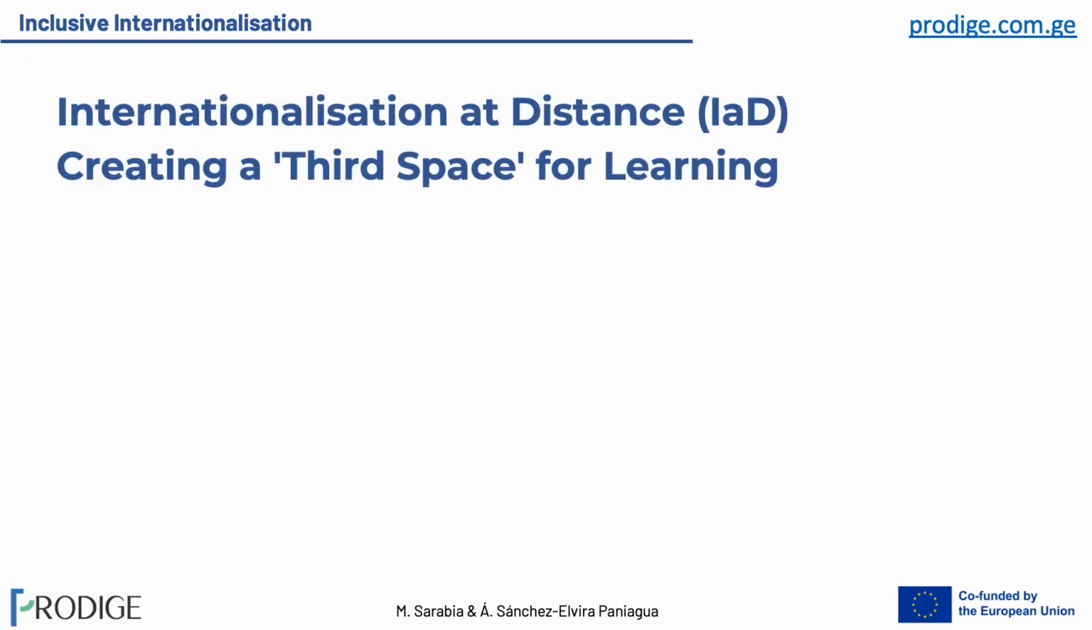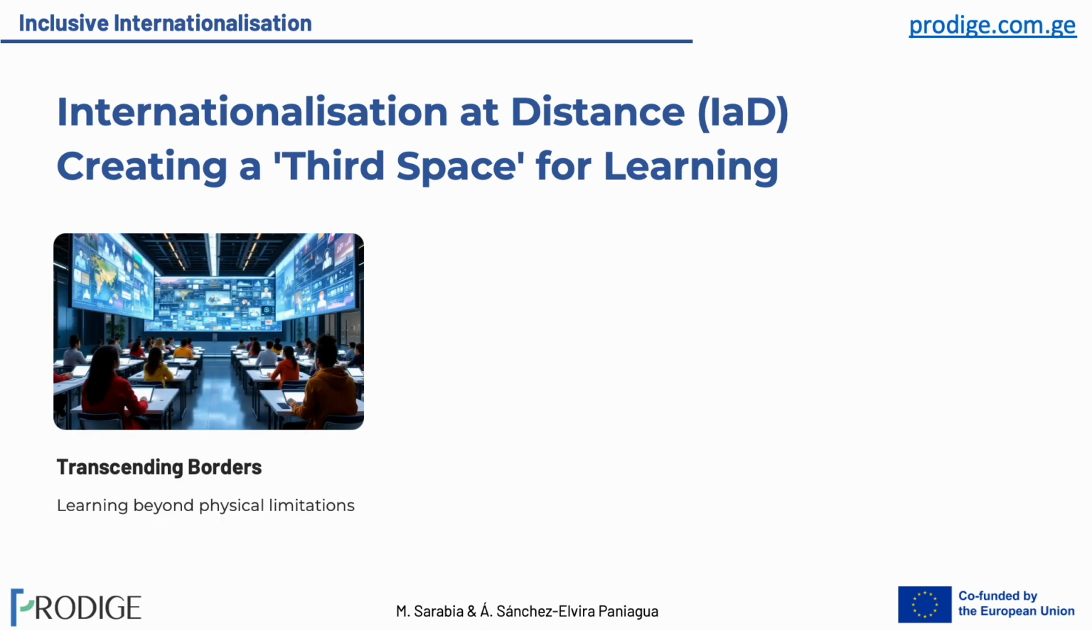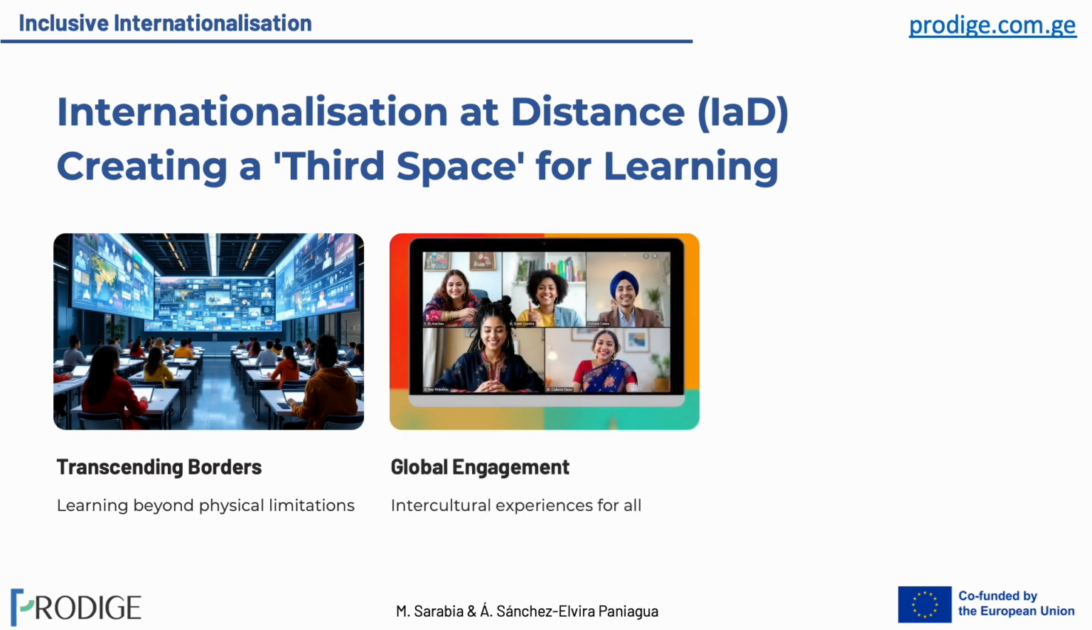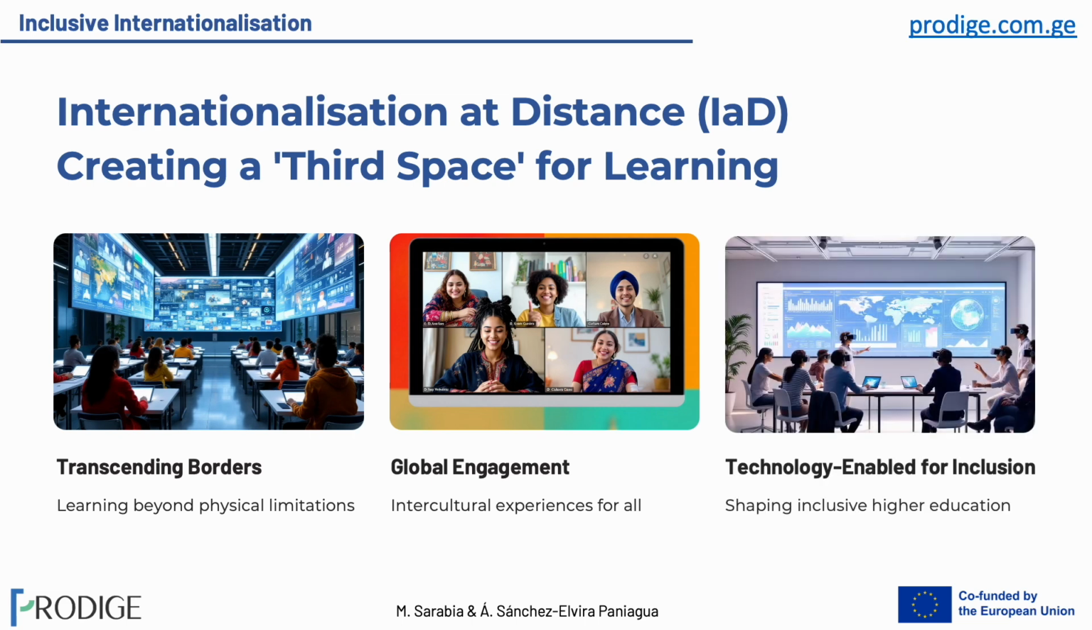We can say that internationalization at distance reshapes global learning by creating a third space beyond physical borders. It ensures that students, no matter where they are or their background and characteristics, can actively engage in international experiences and develop intercultural competencies. Since technology is transforming higher education, this approach becomes essential for making internationalization more inclusive and accessible to all. It opens doors for students who may not have the opportunity to travel, allowing them to connect, collaborate, and learn on an international and global scale.